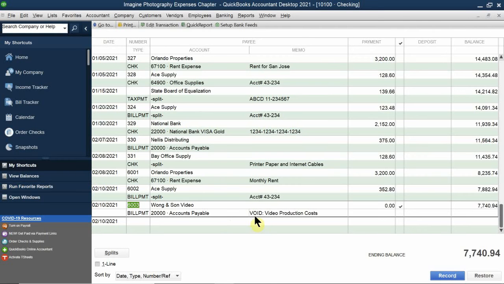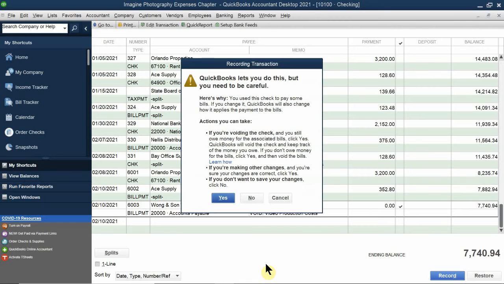Then now it says void here, right? I haven't hit enter to verify this. Now notice this, it's going to zero out this account. And when I press enter, you're going to get this message saying, hey, because you're voiding a transaction, make sure that this is something you are surely going to do. Because if you make a mistake, again, it's going to warn you what can happen.